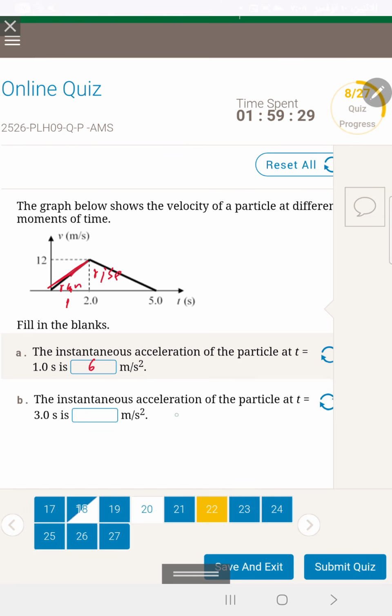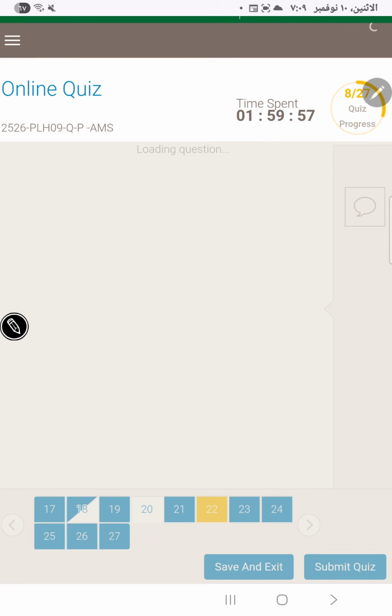The instantaneous acceleration of the particle at t equals 3. T equals 3 means here. Also you have to find the slope of this line, or you can do rise over run again. Rise is 12, and run is from 2 to 5, which is 3. So 12 divided by 3, 4. But because we're asking about acceleration and it's decelerating, you have to write it negative 4. Number 23 now.